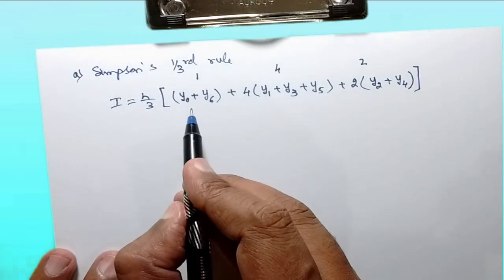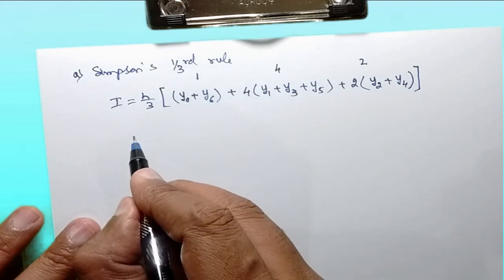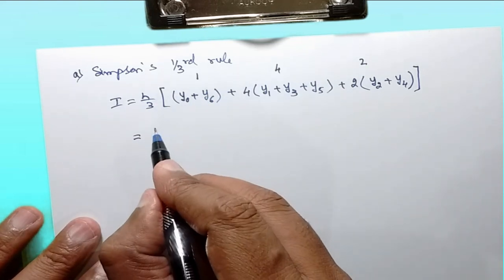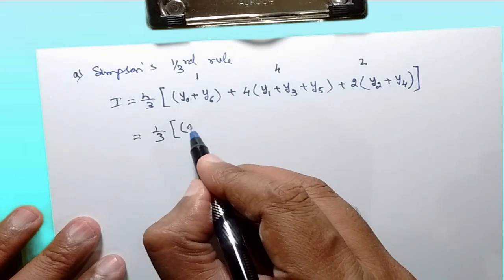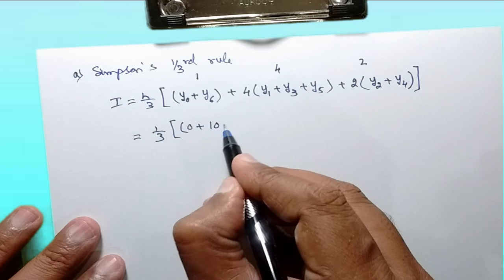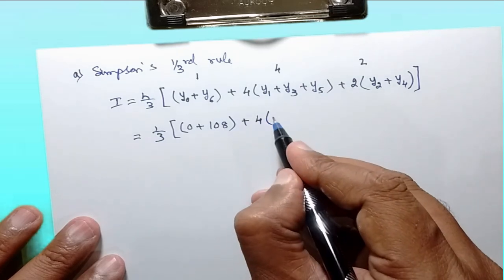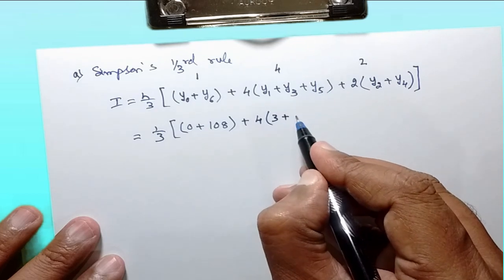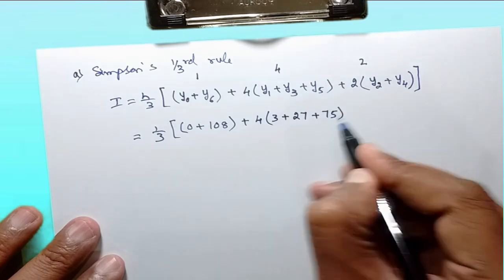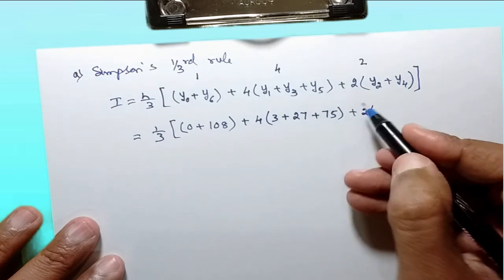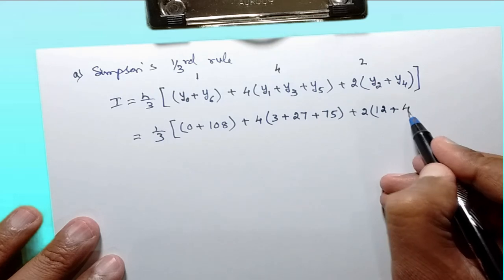So you know all the values, and the h value is also known. You need to just plug in the values. So h value is 1, so 1 by 3 into, what is the y0 value you have got? y0 value is 0. y6 value is 108 plus 4 times, y1 value is 3 plus y3 value is 27, y5 value is 75 plus 2 times, y2 value is 12 plus y4 value is 48.